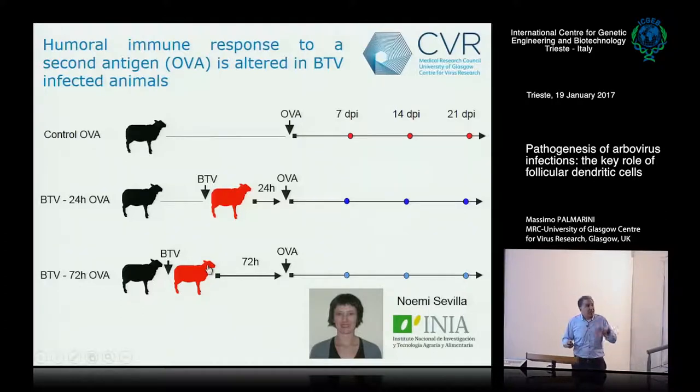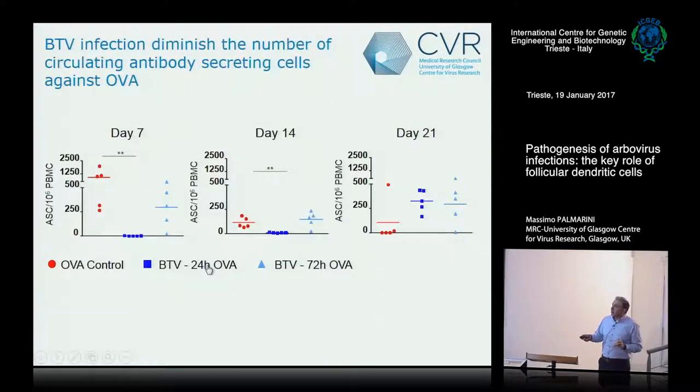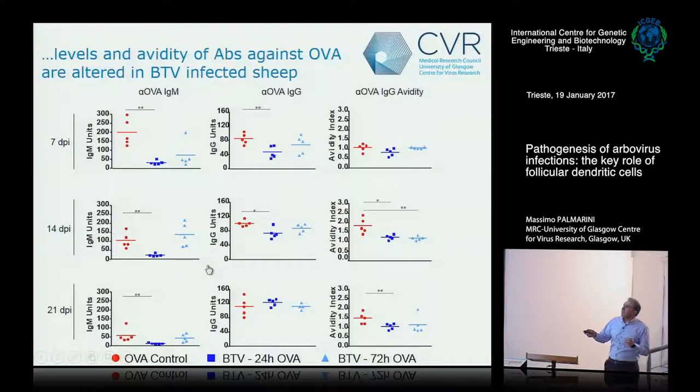And then we looked at antibodies against ovalbumin. Here we don't look at antibodies against BTV, but only against ovalbumin. What we see is that the animals that had been infected with BTV, in this case 1 day before, have very few antibodies against ovalbumin as opposed to the control. These are ELISpots, looking at antibody-secreting cells, essentially the plasma cells against ovalbumin. And we found similar results for the levels and avidity of antibody against ovalbumin, with a higher level in the control animals compared to the ones that were infected before.